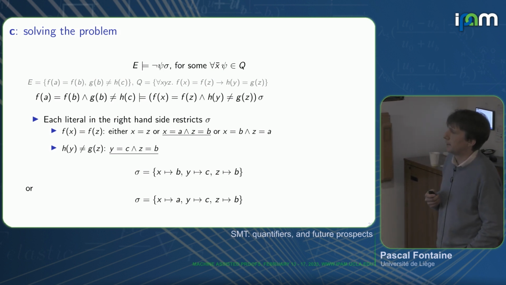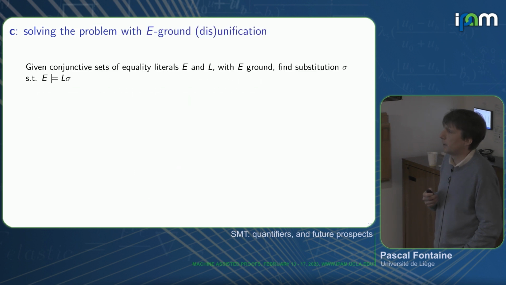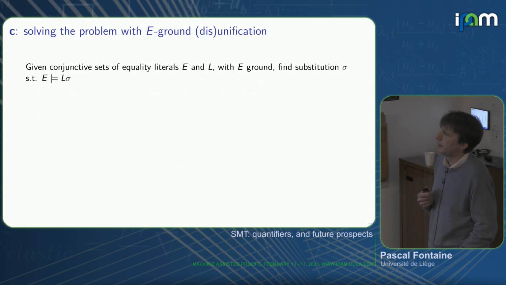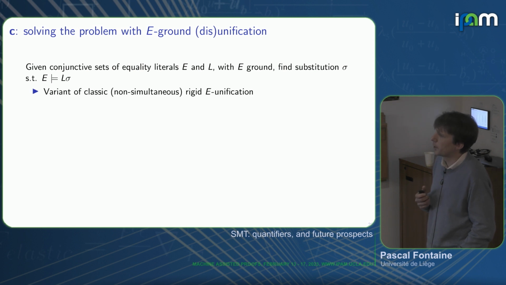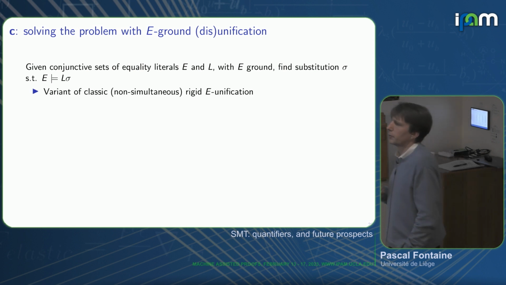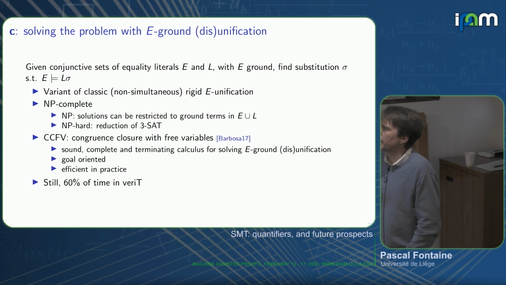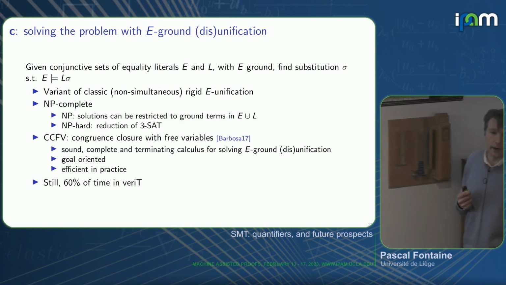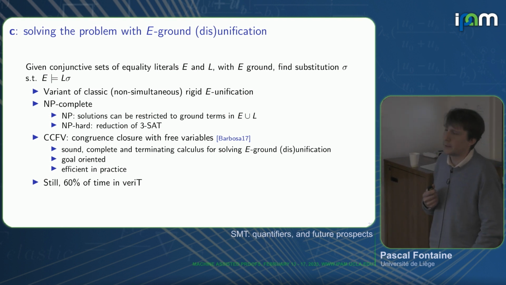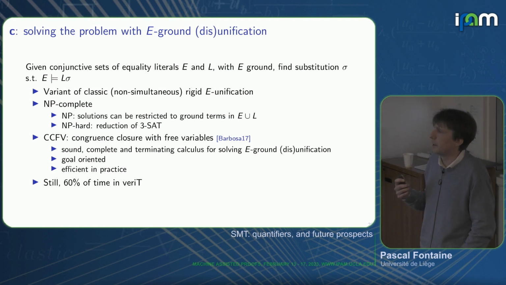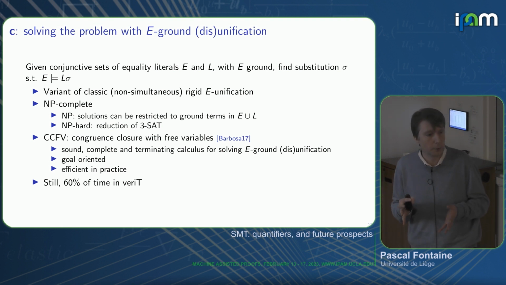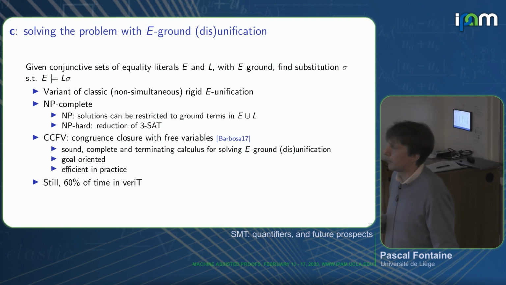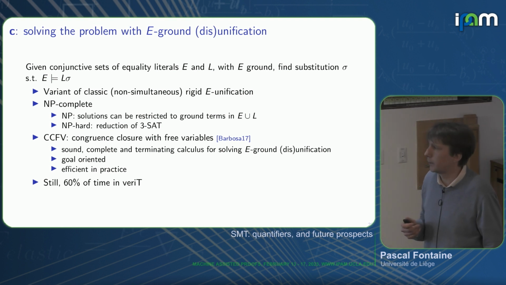This seems pretty easy, but it's not completely easy. This is our problem, and it's a variant of classic rigid unification. It's NP-complete. It's kind of easy to show that it is NP-complete: it's in NP because the solutions can be restricted to the ground terms that we have, and it's NP-hard because you can reduce 3SAT to it.